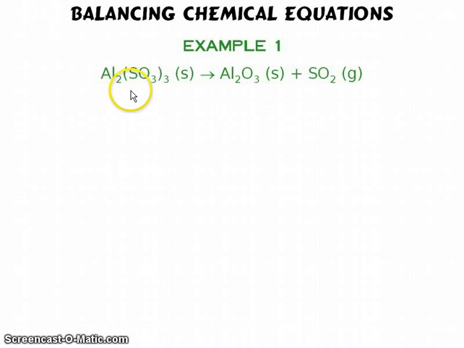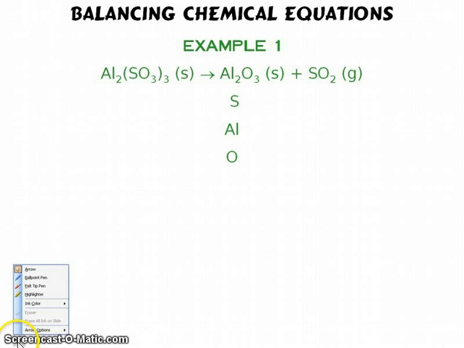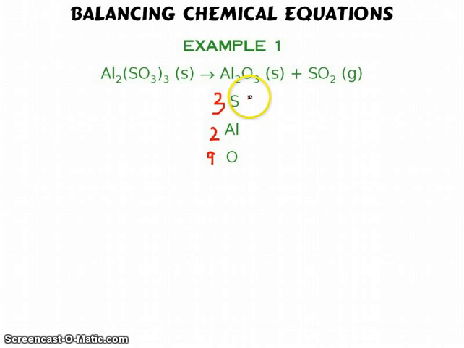Example 1 is a simple reaction of aluminum sulfite. It's breaking down to produce aluminum oxide and sulfur dioxide gas. This is a decomposition reaction, and we'll begin by making a T-chart where we will count the amounts of atoms on each side. It appears we have 3 sulfurs, 2 aluminums, and 9 oxygens on the reactant side, and on the product side we have 1 sulfur, 2 aluminums, and 5 oxygens.